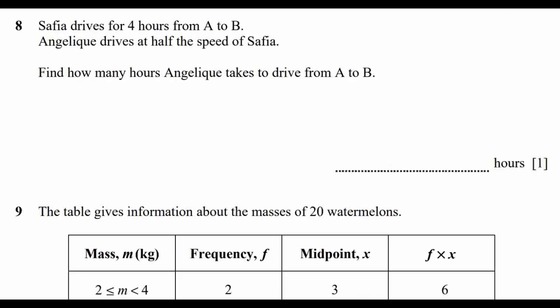Question 8 says Savia drives for 4 hours from A to B and Angelique drives at half the speed of Savia. Find how many hours Angelique takes to drive from A to B.